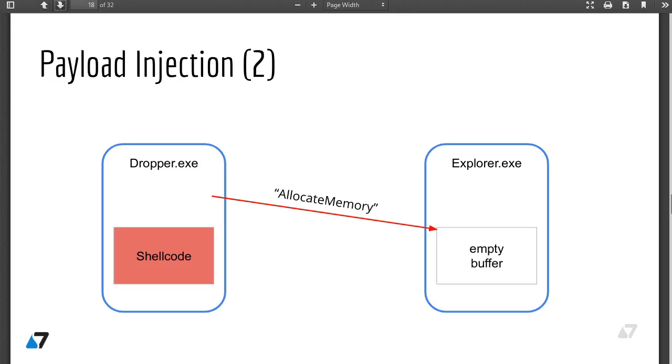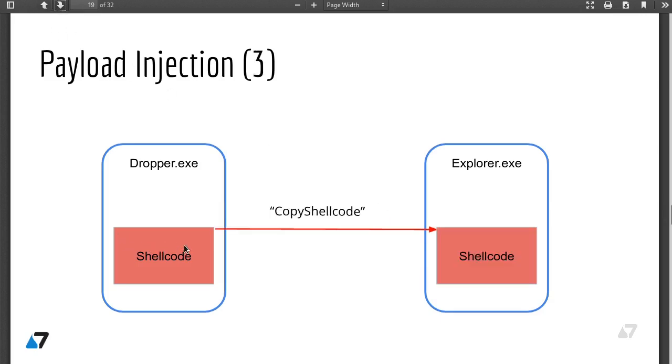So let's briefly see how this process looks. The first thing is to allocate some memory inside your target process. The size of the buffer has to be at least the size of your shellcode. Then you copy your shellcode to the target process, to the allocated memory. And then you just, so to speak, ask the system to start executing your shellcode in the target process, which is explorer.exe. So it's as simple as that.